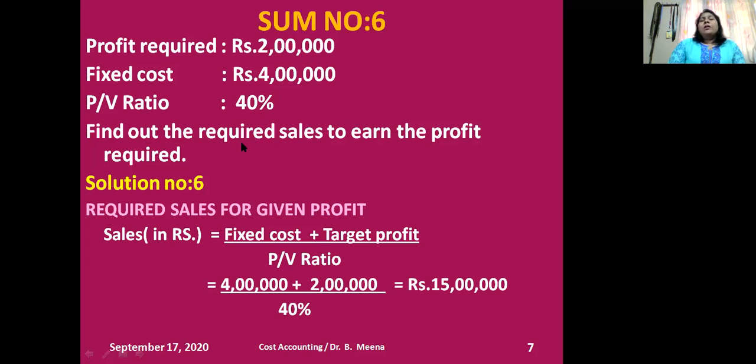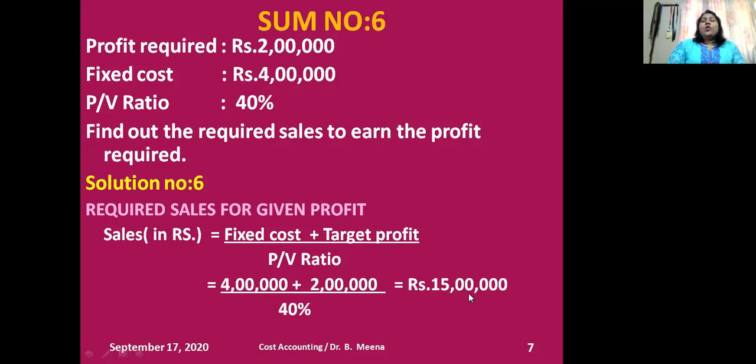Whenever the target profit is given, they ask us to calculate the sales. If I want to achieve this much profit, what sales need to be done? That is the question, and all the information is available, so we can substitute in the formula. Look at the formula: sales in rupees is equal to fixed cost plus target profit divided by PV ratio, where my fixed cost is given as 4 lakhs as per the problem. I substitute here. The target profit, you know very well, is 2 lakhs. Then PV ratio is given as 40%. So 6 lakhs divided by 40%. What is my sales? 15 lakhs.